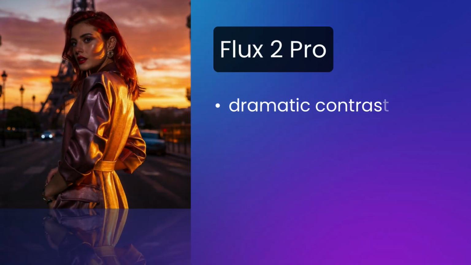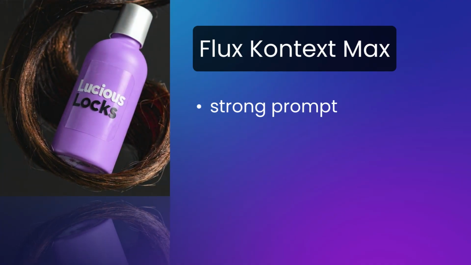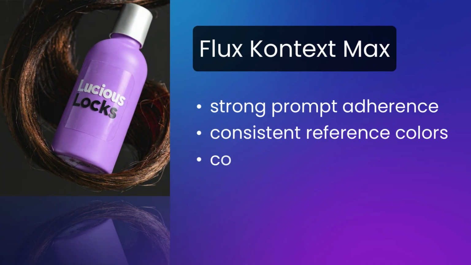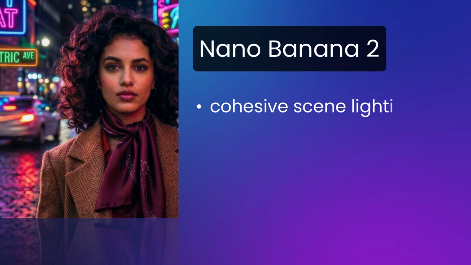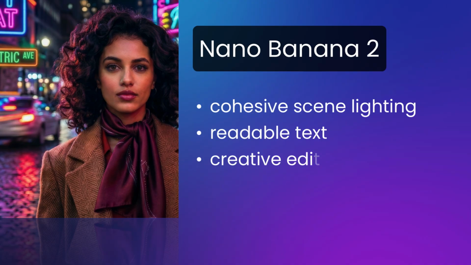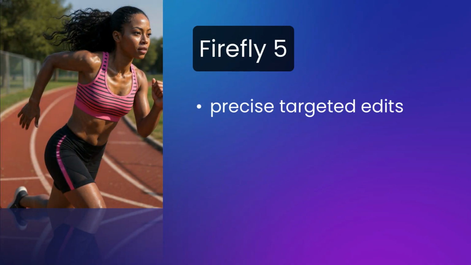Lastly, here's a quick model cheat sheet. With Flux 2 Pro, you get dramatic contrast, high saturation lighting, and a strong subject focus. With Flux Kontext Max, you get strong prompt adherence. It keeps reference colors and lighting consistent. It's good for controlled edits without getting too creative. With Nano Banana 2, you get more cohesive scene lighting, lighting the subject and the scene together, readable text, and creative editing. With Firefly 5, you get precise targeted edits, great for simple changes like color swaps.